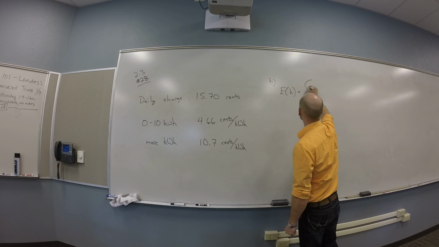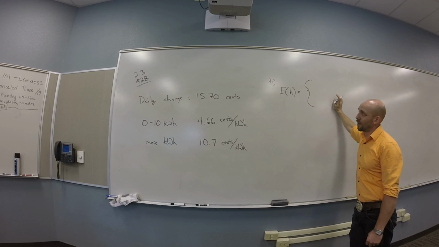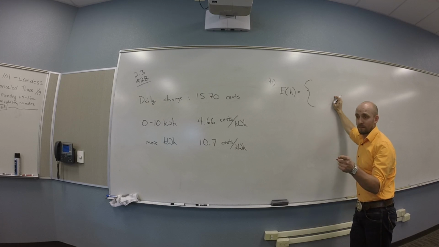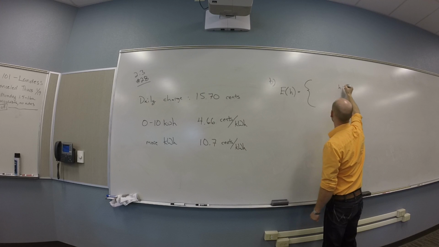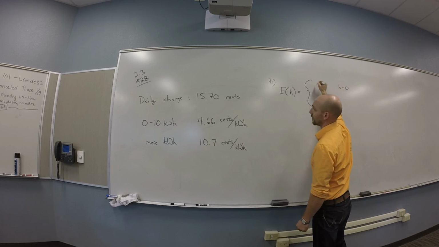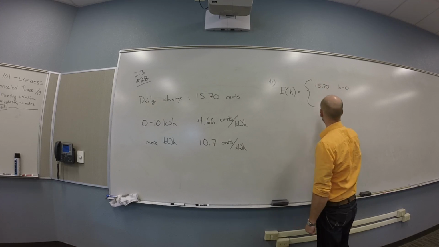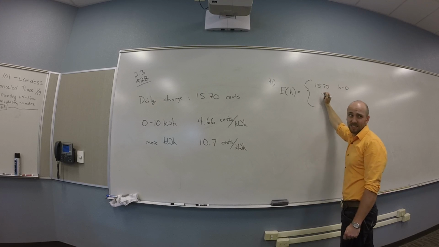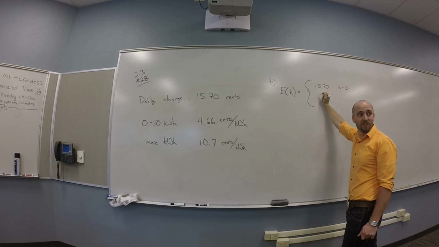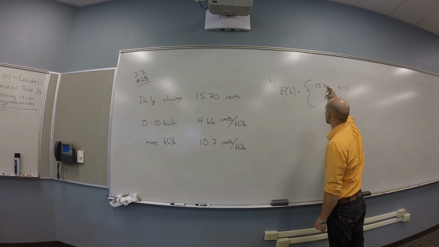It is going to be 15.7 at H equals 0. So when H is 0, I'm going to be paying 15.7. This is stupid. I probably should phrase this in dollars like a real person. So how many dollars is 15.7 cents?